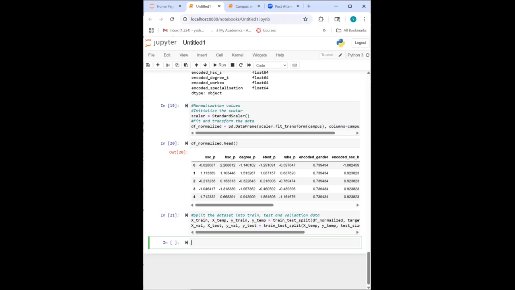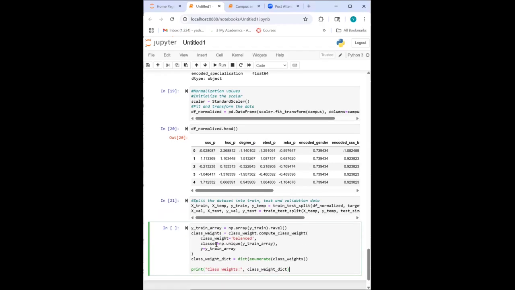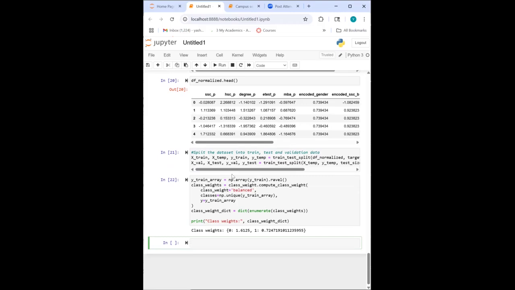The next step involves balancing the class weights which are imbalanced. The result shows that the applicants that are not placed are given more importance, whereas the applicants that are placed are given less importance in building the model. The next step involves building the machine learning design.